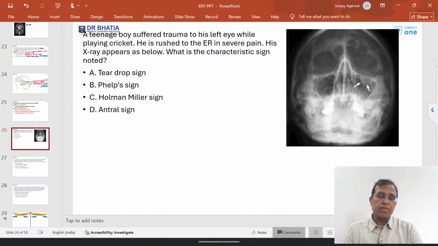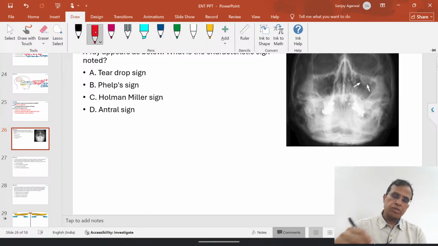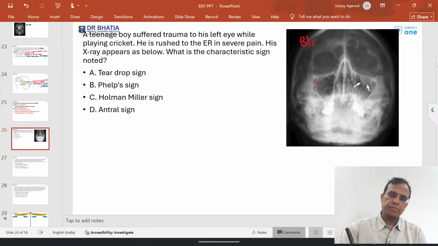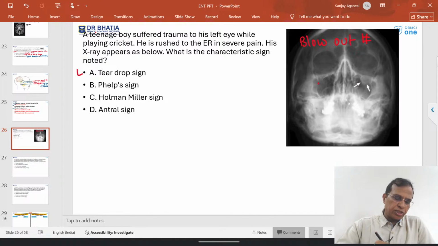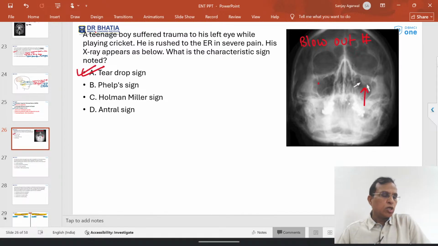He is rushed to emergency room in severe pain. His X-ray appears to be shown below. So what is this sign? This is a blowout fracture. What is blowout fracture? Blowout fracture is a fracture of the floor of the orbit. And in blowout fracture, there is teardrop sign. So this thing that is hanging in the orbit, from the orbit into the maxilla, looks like a drop of tear. So teardrop sign, absolutely correct. Everybody who has been able to answer is correct.